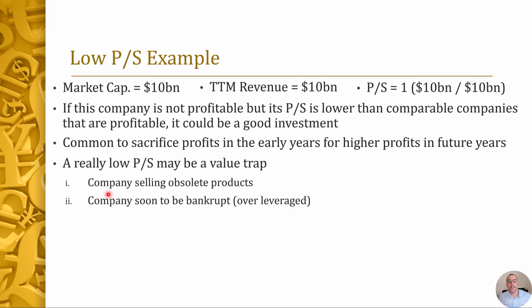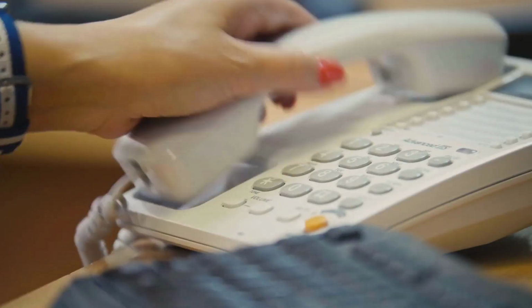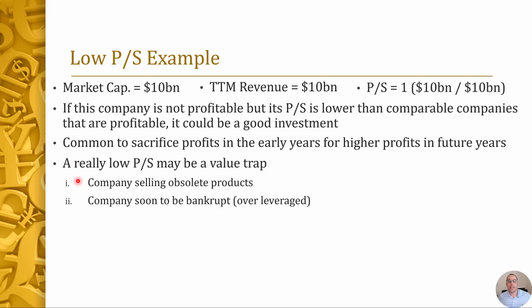It could be a company that's selling obsolete products. Say it's in the early to mid 90s and you're looking at a company that sells landline phones. Everyone in the United States has a landline phone at this point, and pretty much everybody in every developed country and most people in developing countries have landline phones. So it's a really big business. So if you look at that phone company's sales the last 12 months, they're pretty high and their market cap is low. And the reason it's low is because investors know that cell phones are going to take over landline phones and they're going to be obsolete products at some point.